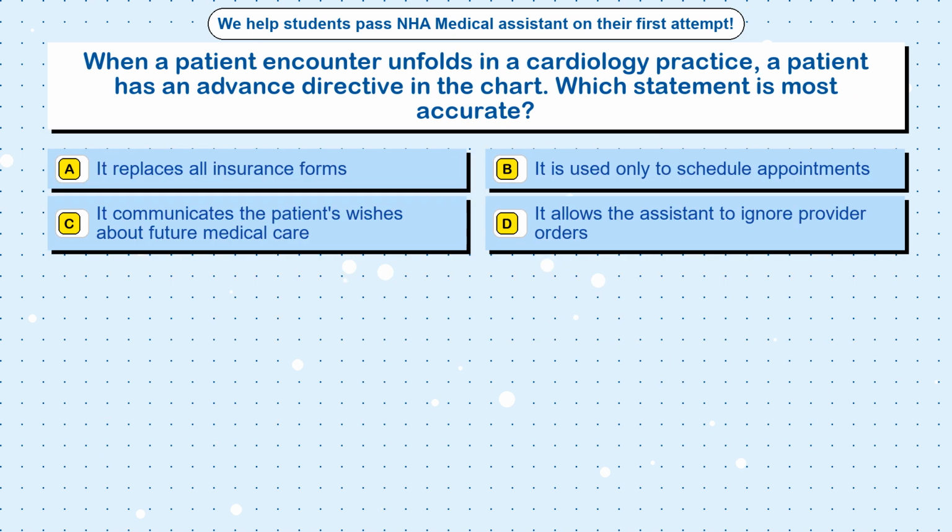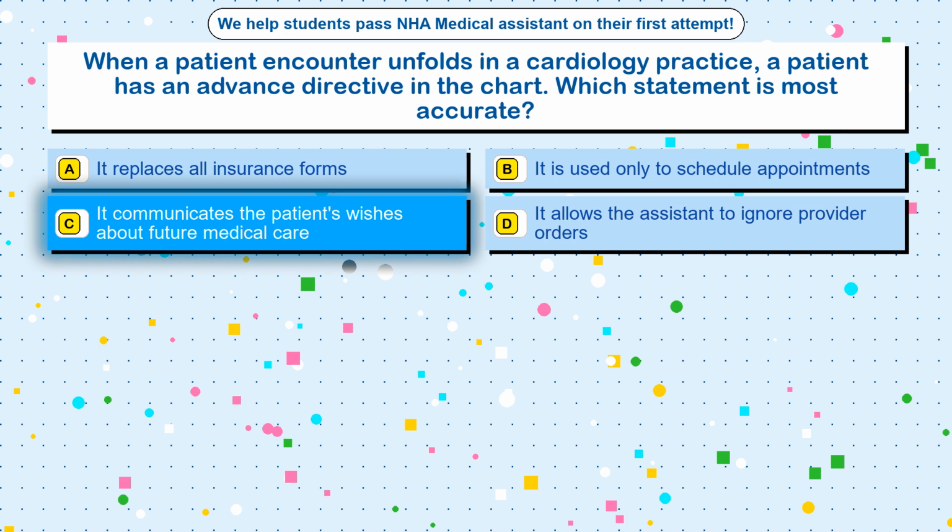Question 62. When a patient encounter unfolds in a cardiology practice, a patient has an advance directive in the chart. Which statement is most accurate? Option A. It replaces all insurance forms. Option B. It is used only to schedule appointments. Option C. It communicates the patient's wishes about future medical care. Option D. It allows the assistant to ignore provider orders. The correct answer is option C.